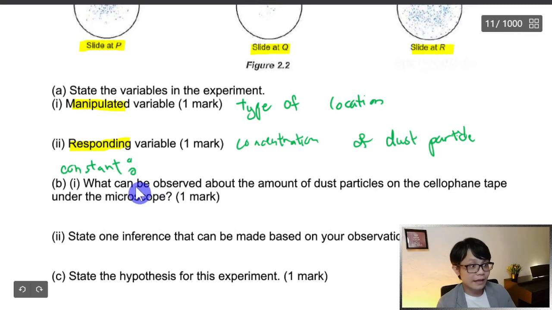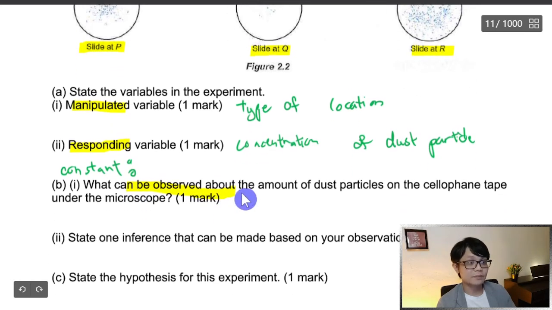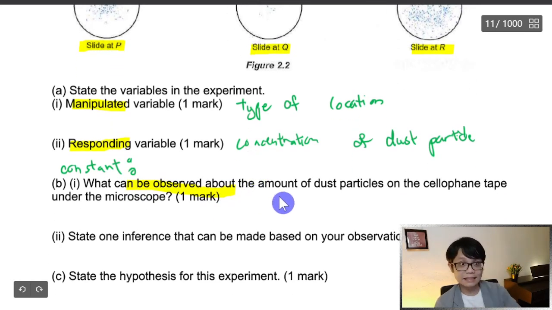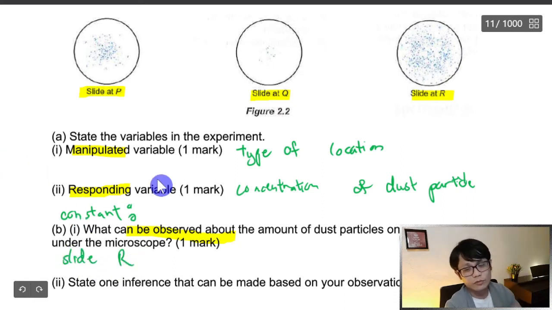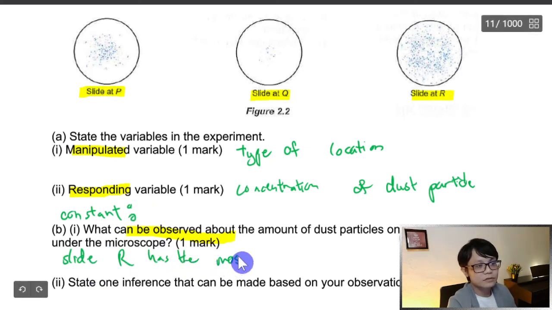What can be observed? What I can observe means the thing that I can see. The thing that I can see is that R has the most dust particles. So I just write, slide R, anything, use your own words. Slide R has the most dust particles.